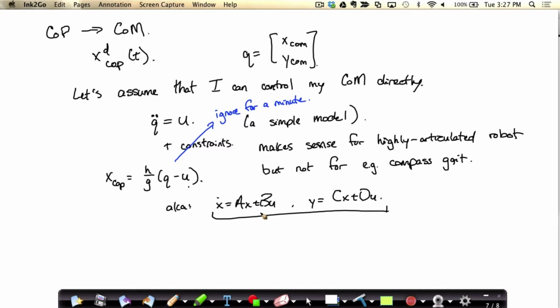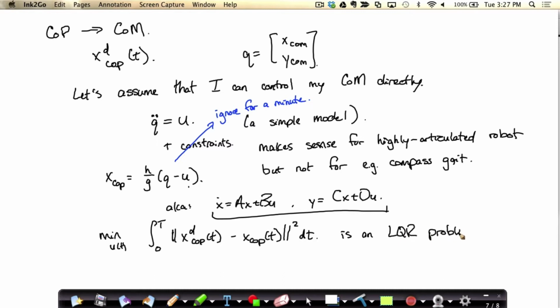Okay. So now if I want to solve, for instance, if I want to minimize over U of t, for instance, a quadratic cost, the difference between my center of pressure and my actual center of pressure over some trajectory. It's just an LQR problem.